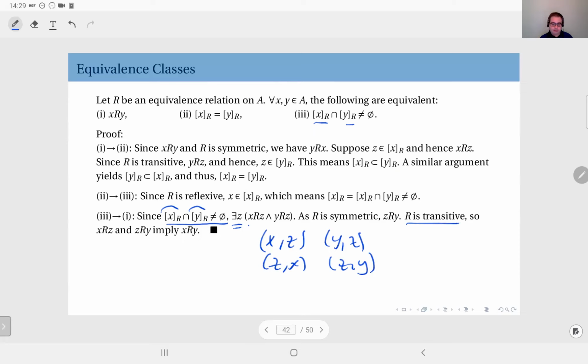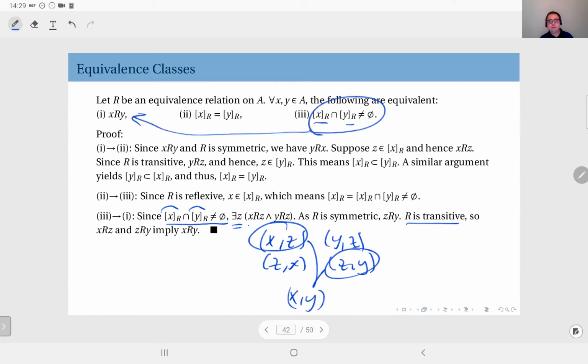Okay, and I also know that it's a transitive relation. Now let's look here. I have xz and I also have zy together. Due to transitivity, I should have xy. So this here, yes, implies this. Therefore, I have proven that these 3 statements are equivalent when R is an equivalence relation.